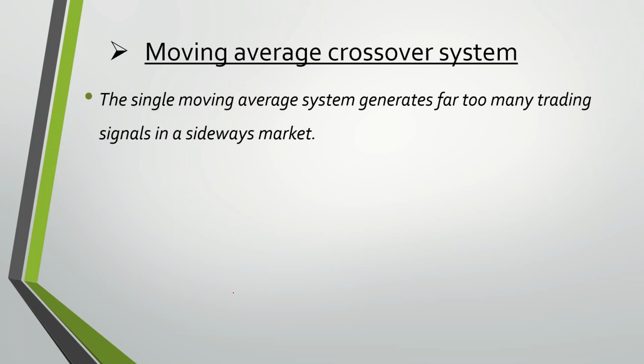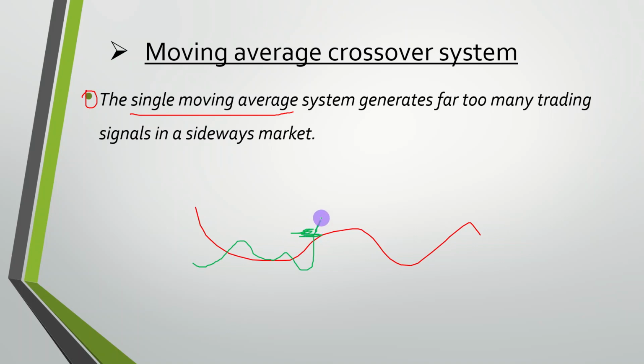So till now we have learned about the moving average crossover system. The crossover system is a modification of the single moving average system. With a single moving average, whenever the price crosses above the moving average, you will initiate a buy trade here. And if the price crosses below, then you will initiate a short sell by using this single moving average only.